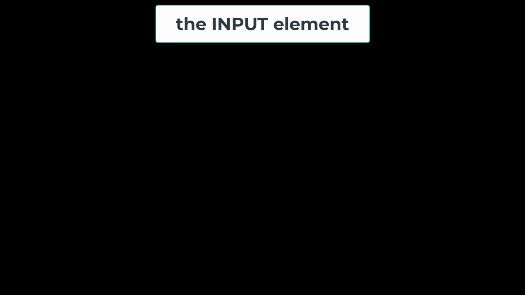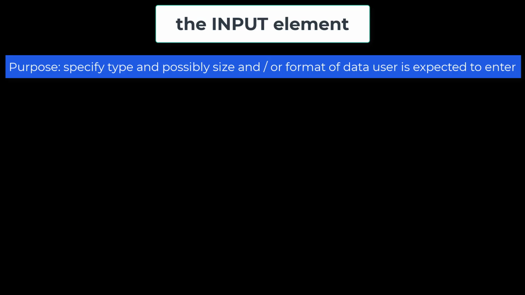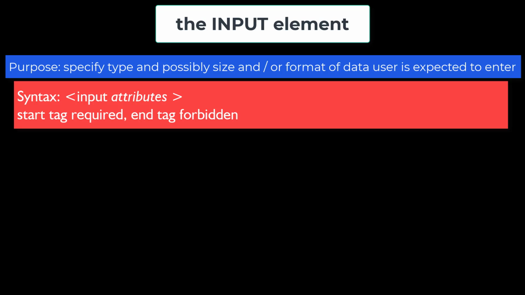The input element. Its purpose is to specify the type and possibly the size and/or format of data the user is expected to enter, based on a type attribute which is discussed shortly and several other attributes. The syntax, a start tag, input with attributes. The start tag is required, an end tag is forbidden.